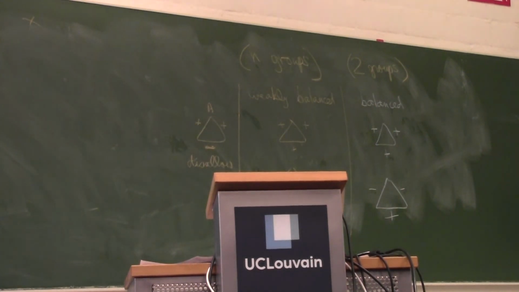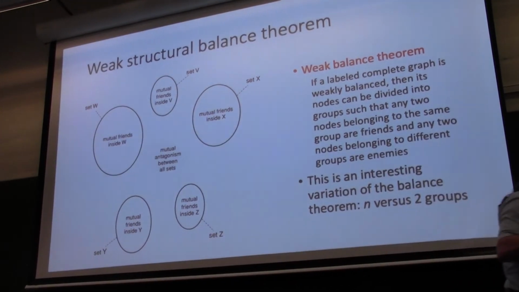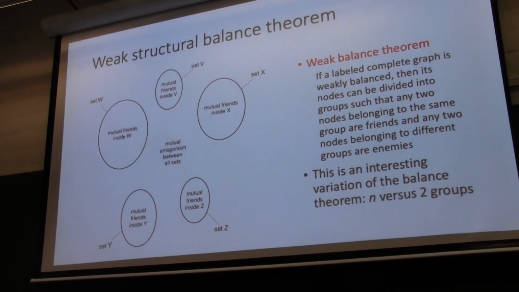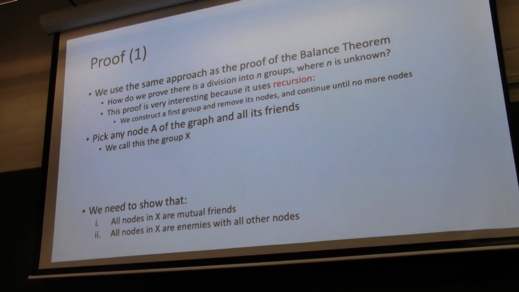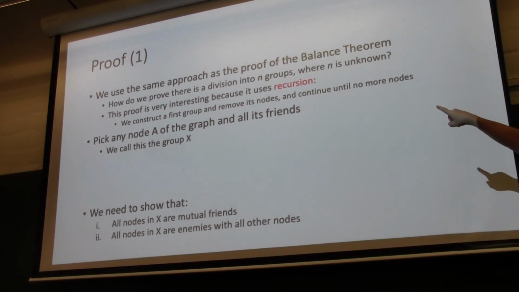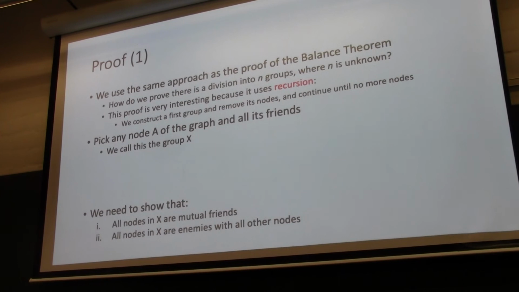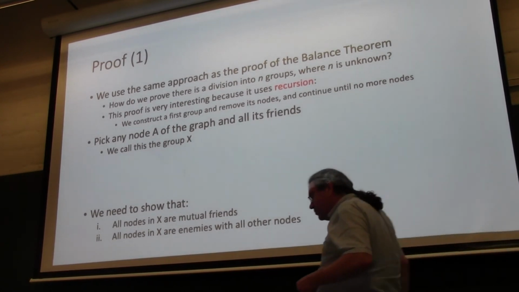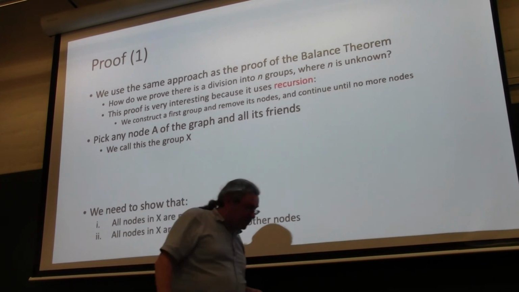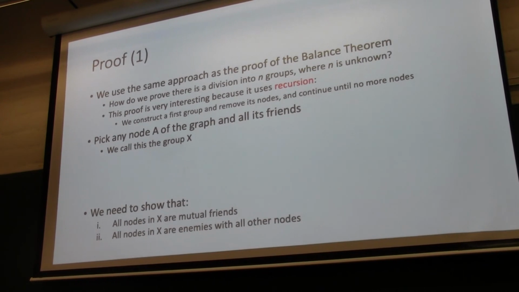So the situation is like this. Here's an example with 5, but it could be 4, 3, any number. It depends on the graph. Okay? And let's prove this. I'm going to finish by proving this. This is a really interesting proof because how do you prove n? We want to prove there's a division in n groups, but we don't know n. So how do you prove that? The way to prove that is to use recursion. So the proof is going to be a recursive proof. It's a really interesting proof, and it's not so complicated.